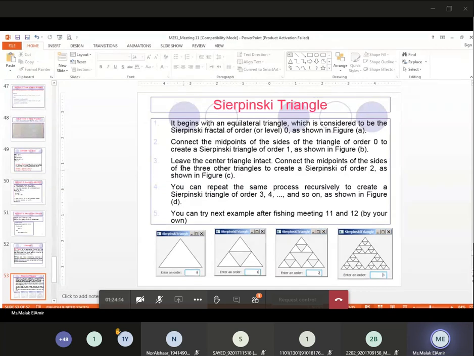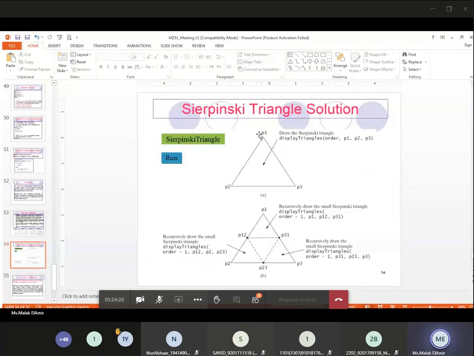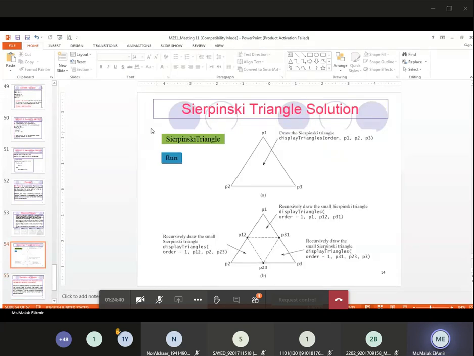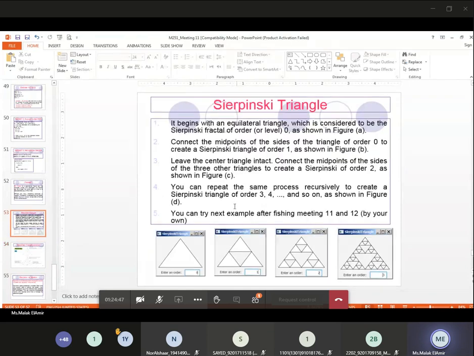You can try the next example by yourself after finishing meetings 11 and 12. You can write the code and try to get it working. Look, here I am in the middle. I'm going to collect the middle in each one and draw a new one. And again, middle and draw a new one. So this is an example. He gave it to you. And if you want to check, the code is here, and you can also go through it after meetings 11 and 12 and take it as an extra source or extra reading. Next.